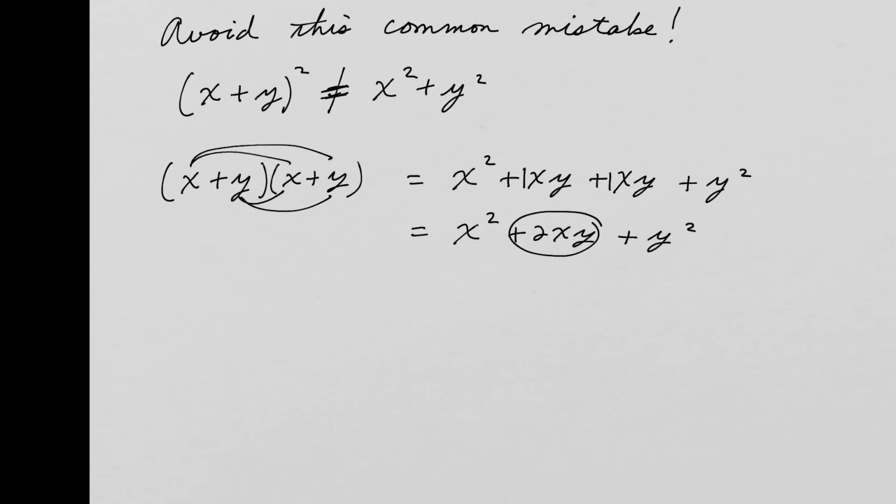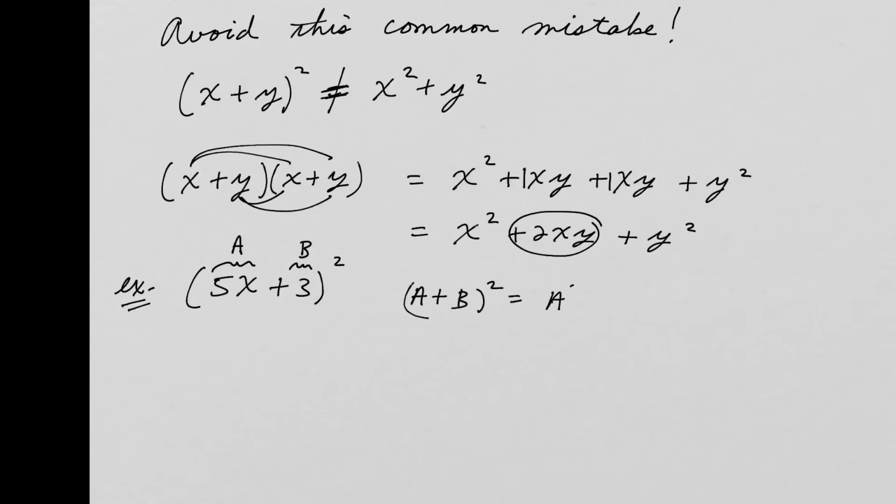Let's say this is the problem you want to solve. You want to do (5x + 3) and you want to square it. Okay. So what you could do is you could say, oh, the 5x is like my a, and the 3 is like my b, right? And remember, I know that (a + b) squared is going to be a squared plus 2ab plus b squared.